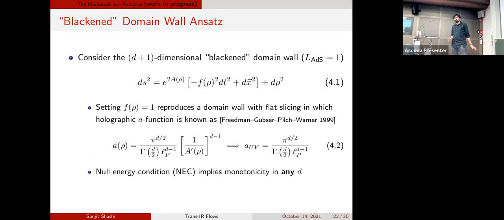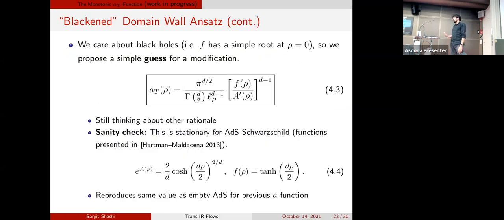So I'm going to briefly talk about this, but consider the following blackened domain wall. So we have our factor of F there. If I just set F to be 1, then I get a well-known domain wall with flat slicing, for which the A function has been written down long ago and has been studied a lot. And if you have the null energy condition for whatever matter lives in your bulk, then this A function is known to be monotonic in any dimension D. But we care about black holes.